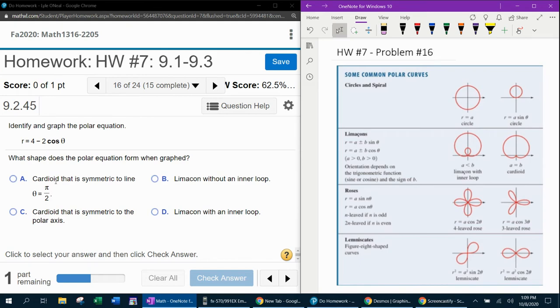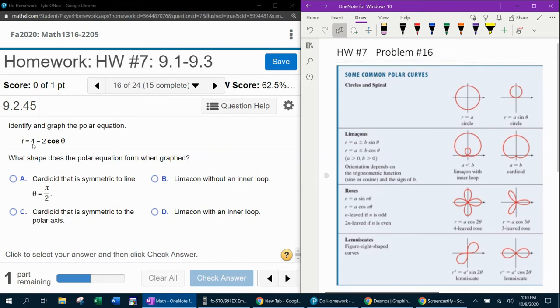So we have choices of cardioid or limacon. And if you look over here, you can see that both cardioid and limacon are in the form of R equals A plus or minus B, either sine or cosine of theta. And so we do have that format. This is R equals A minus B cosine theta. And so it's either going to be a cardioid or a limacon.